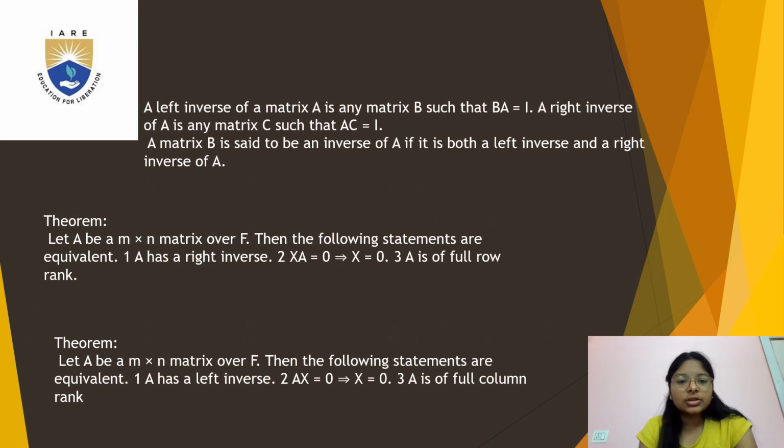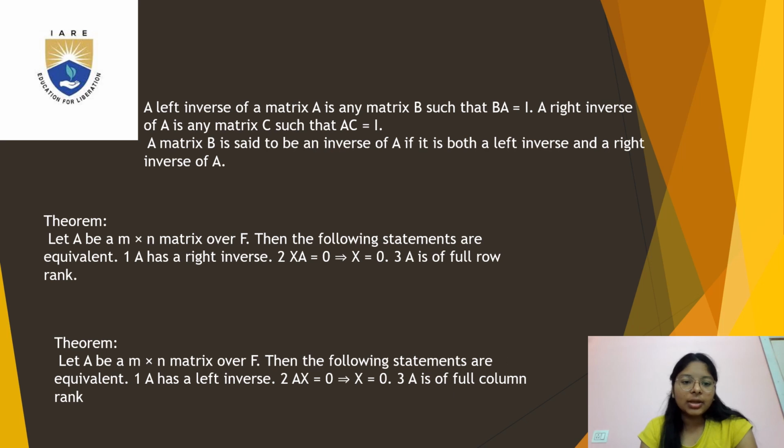A left inverse of a matrix A is any matrix B such that BA = I. A right inverse of A is any matrix C such that AC = I. A matrix B is said to be an inverse of A if it is both a left inverse and a right inverse of A. So we discuss a theorem.